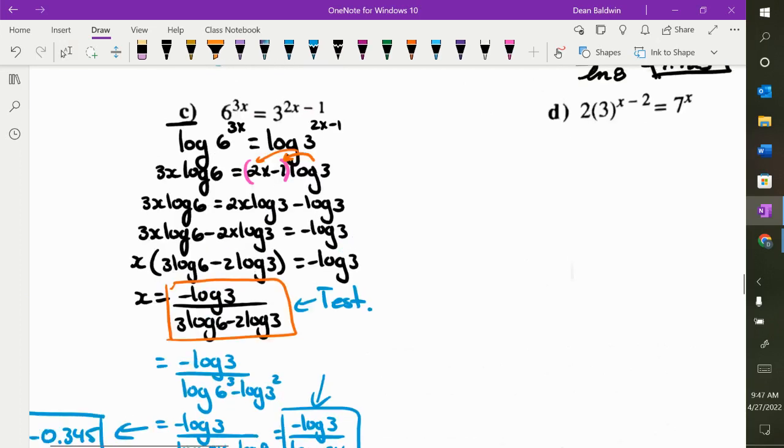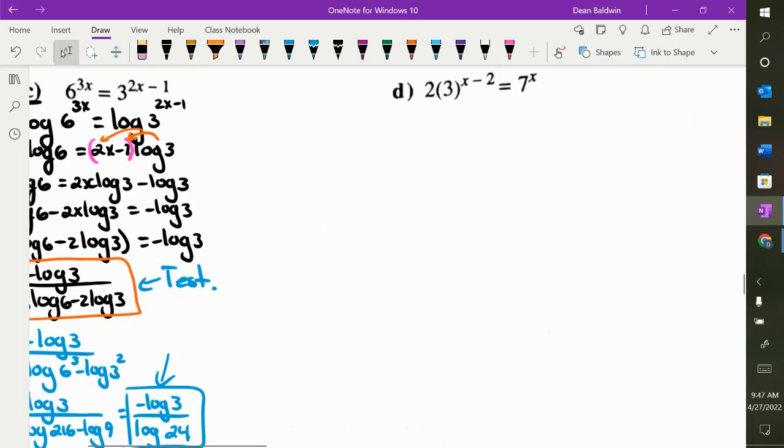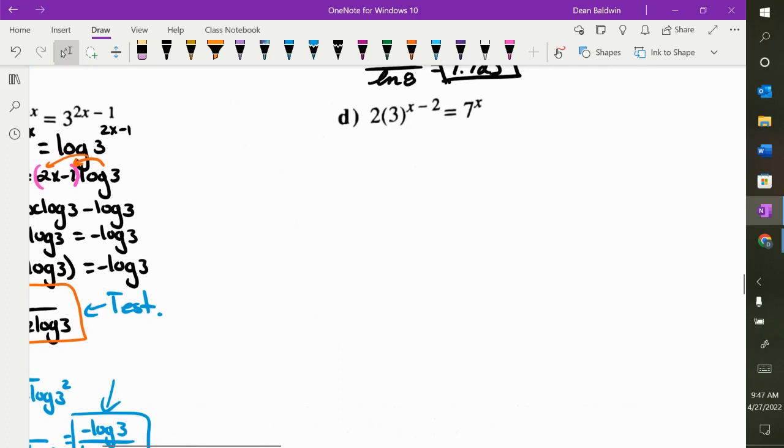So let's do another one. This one here. 2 times 3 to the x minus 2 is equal to 7 to the x. So, what's the first thing you ask yourself? Can they be made into a common base? But the answer we know is no. So what do you do? You throw log in front of everything.